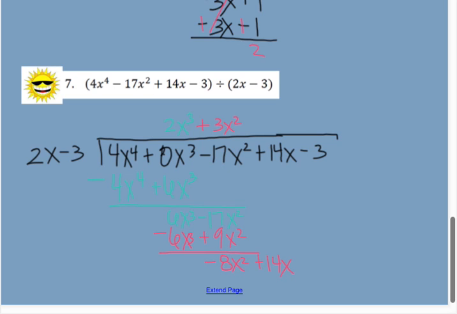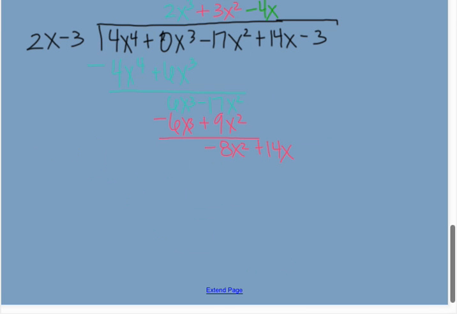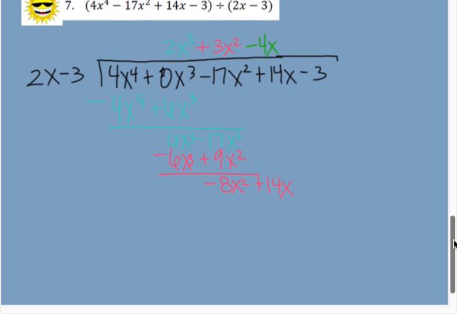Now I would have 2x times what gives me negative 8x squared. So minus 4x would do that. Okay, so I would have negative 4x times 2x is negative 8x squared. And then negative 4x times negative 3 will be plus 12x. Remember, we always do the opposite sign, though. So this will be positive, negative. So this gives me 2x. Bring down the negative 3.